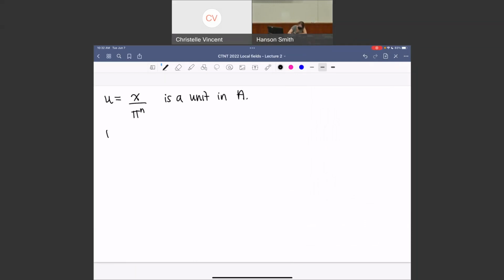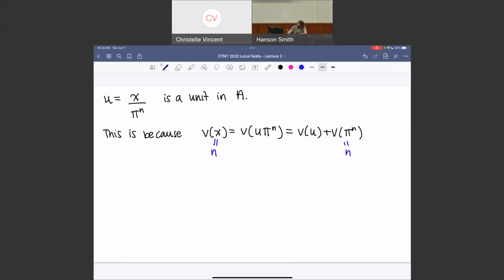Okay, this is because the valuation of x is the valuation of u times pi to the n. So that's the valuation of u plus the valuation of pi to the n, right? But this has valuation n by hypothesis, and this has valuation n by our homomorphic property, because pi has valuation 1. So if you have n of them, that has valuation n. So it forces the valuation of u to be 0. Right? And we just proved that everything that had valuation 0 was a unit in A.